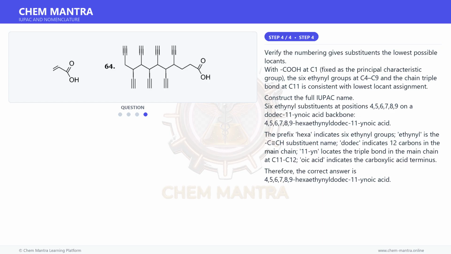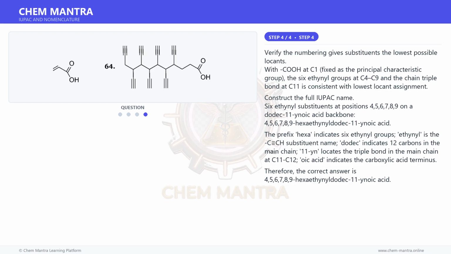With COOH at C1, fixed as the principal characteristic group, the 6 ethynyl groups at C4 to C9 and the chain triple bond at C11 is consistent with lowest locant assignment. Construct the full IUPAC name: 6 ethynyl substituents at positions 4, 5, 6, 7, 8, 9 on a dodec-11-ynoic acid backbone.